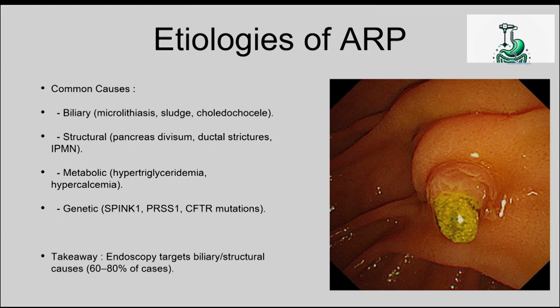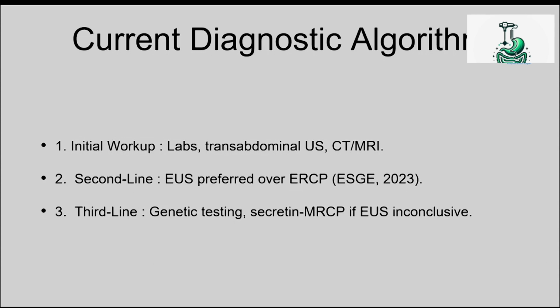So the etiology is well known for acute recurrent pancreatitis, as usual for pancreatitis. It's biliary, including microlithiasis and sludge; structural abnormality, usually pancreatic divisum; metabolic disorder, which is easy to detect; and genetic causes like SPINK, PRSS1, and cystic fibrosis mutation. And we have to know the endoscopic approach targets only the biliary and structural disease, which is considered 60 to 80% of the cases.